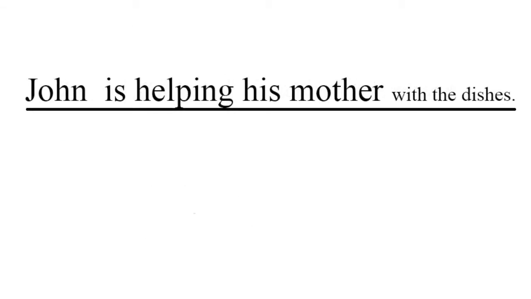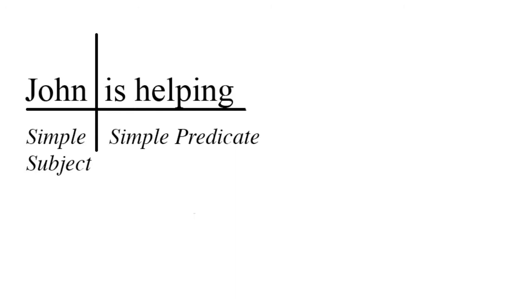John is helping his mother with the dishes. Before I show you, you think to yourself, where will we separate the subject and the predicate? We're going to separate them here between John and is helping. Now, think what the simple subject is. John. And what's the simple predicate or verb? Is helping. Here we have two verbs working together.